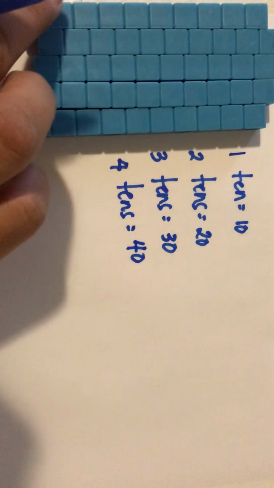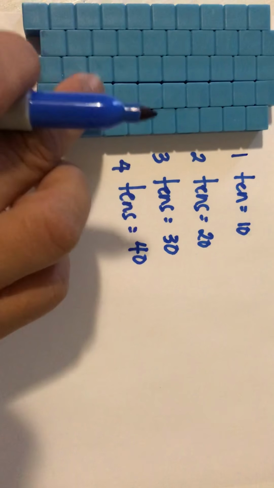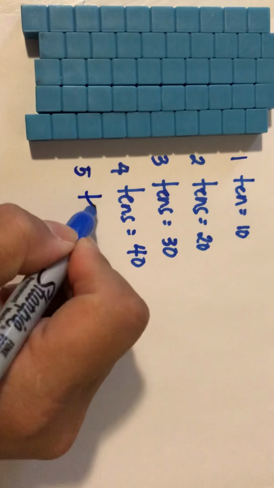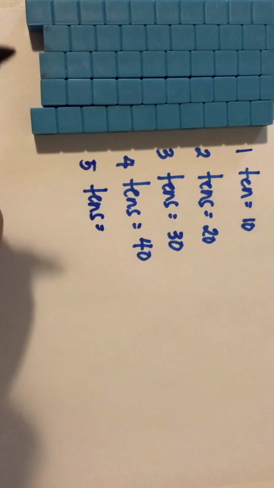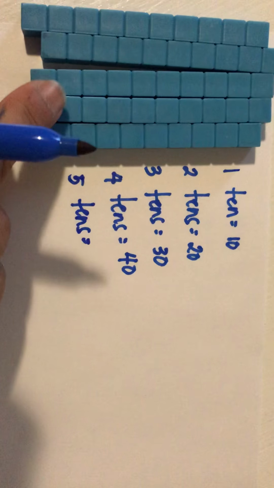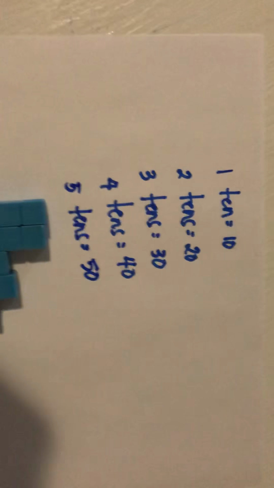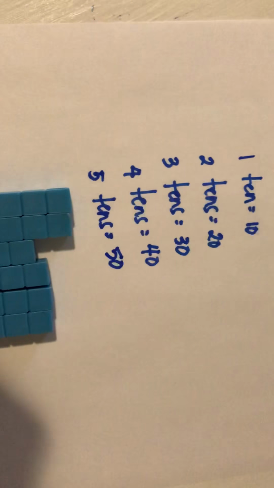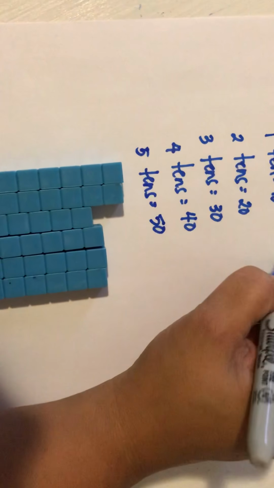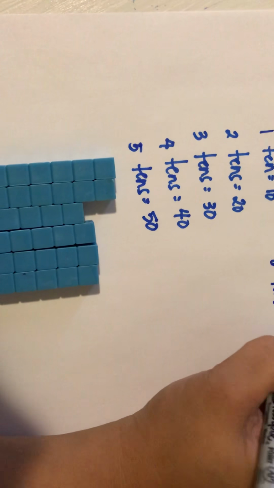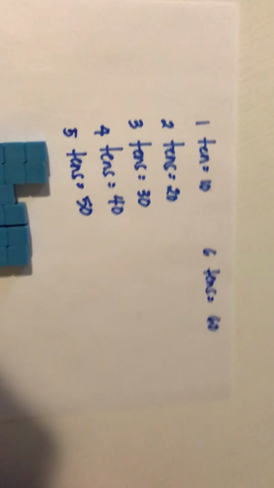Now I have five tens. 1, 2, 3, 4, 5. So that's equivalent to five tens, and I'm gonna count by tens. That's 10, 20, 30, 40, 50. Correct? So if I have six of this, that means that I have six tens, and six tens is equal to 60, right?